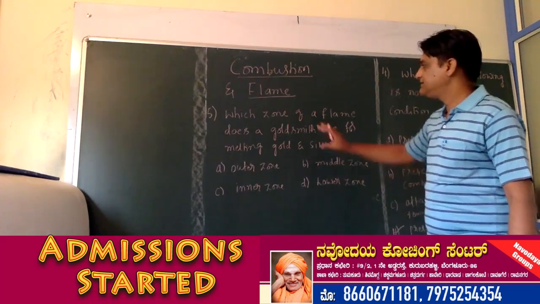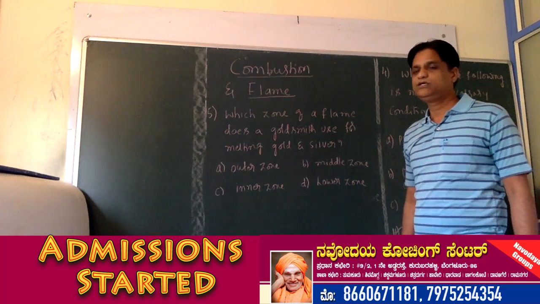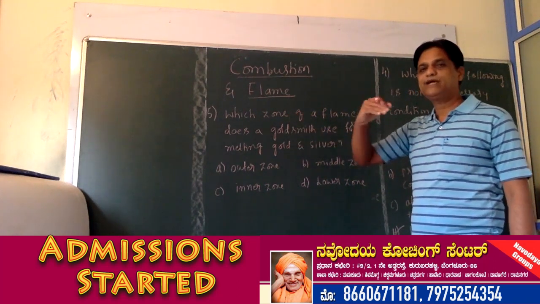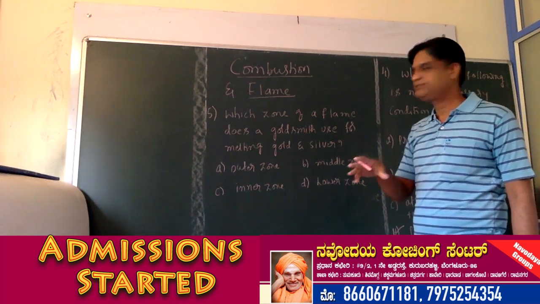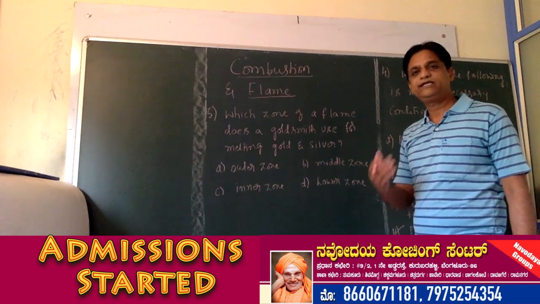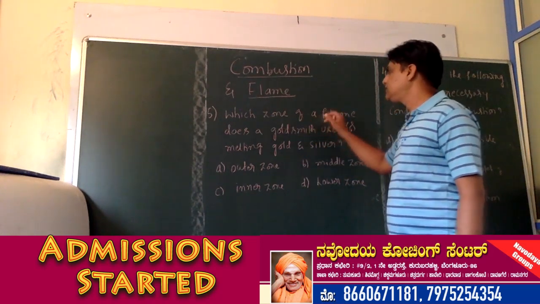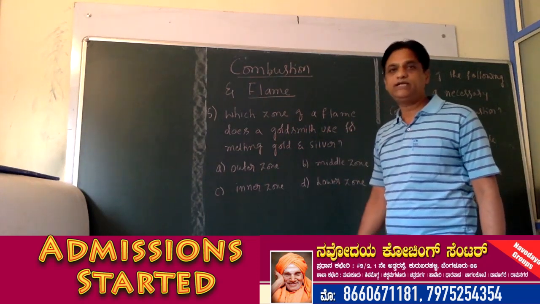Yes. See, this type of question is what is known as an application level question. Here a new situation is given, and by using the concept you have learnt, you have to apply that concept and select the suitable answer. So what is the question? Which zone of a flame does a goldsmith use for melting gold and silver?